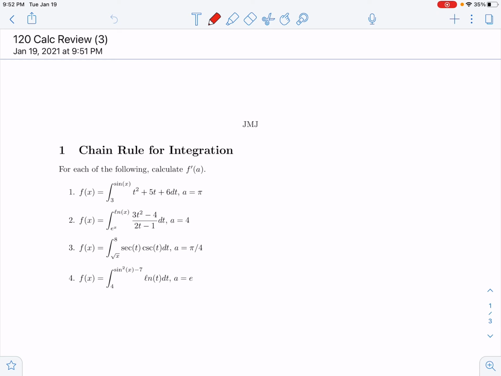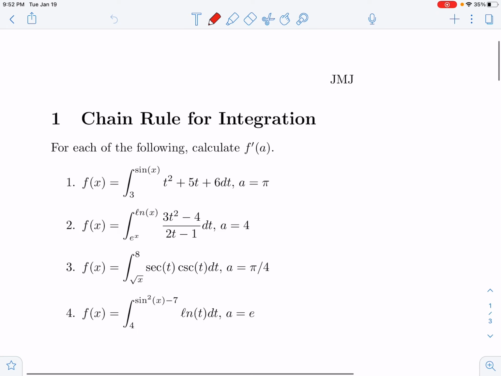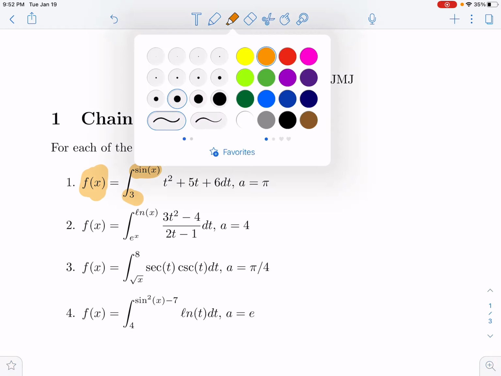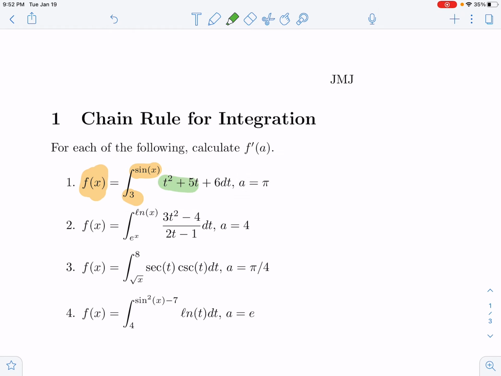So if you remember how to do these, we're given some function. We're given f of x is a function of x, which means we have x's in our bounds. In this case, we only have one x in our bound. We're going to have some integral problem with some other variable in it. In this case, we have t's. We want to calculate f prime and plug in a number, in this case, a equals pi. So how do we do that?